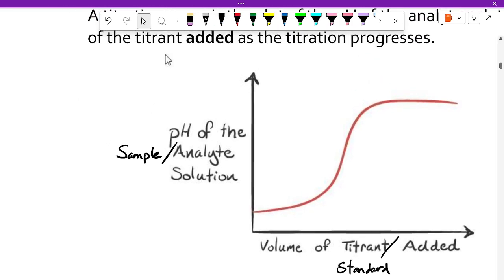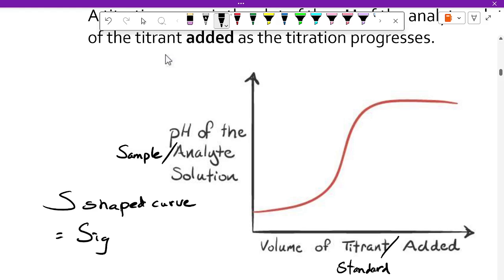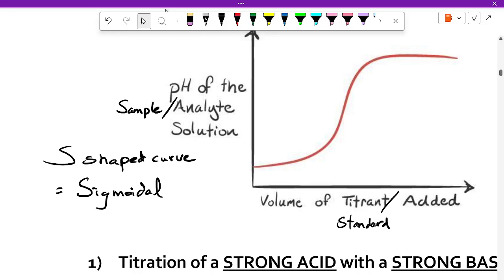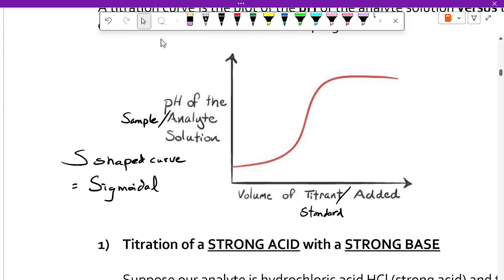Does anyone know the name for a graph that is S-shaped? Sorry, yes? It is sigmoidal. My grade 9s all had a fit when we had a sigmoidal graph. Like, sigma! Good God. And they don't laugh at any of my jokes. Like when I make a joke, not at all, not even a little bit.